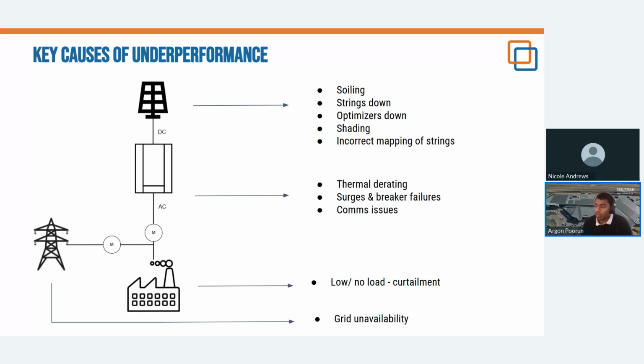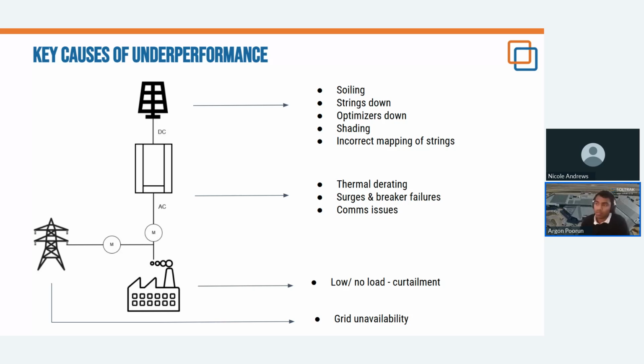Then there could also be issues with the load itself, so lower than expected load, or essentially not enough load to utilize all of the generated energy, which results in curtailment. And then lastly, grid unavailability and grid surges, etc. For grid unavailability, the most common example we see is load shedding. So this is the rough summary of the main issues, broken down from a diagram perspective.